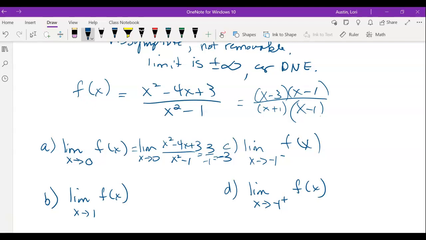Yes, because aren't these going to cancel? That means I have a hole at the x value that causes this to go to 0. I got a hole at 1. Do I have an asymptote? Asymptotes occur when the factor doesn't cancel. Do I have an asymptote anywhere? At -1. I'm going to have an asymptote at -1.